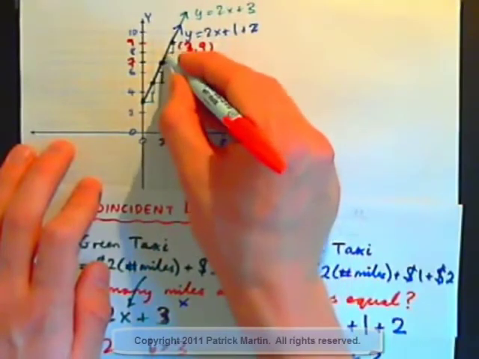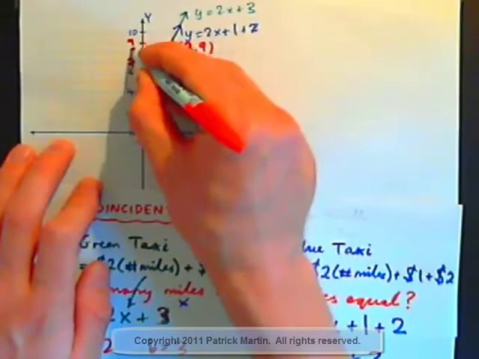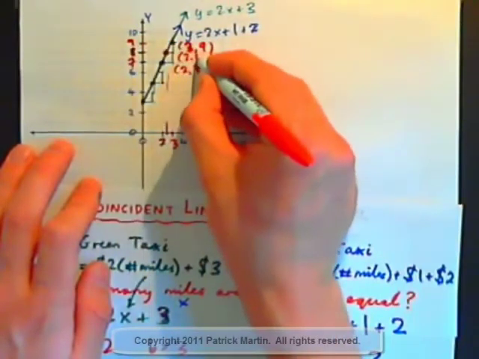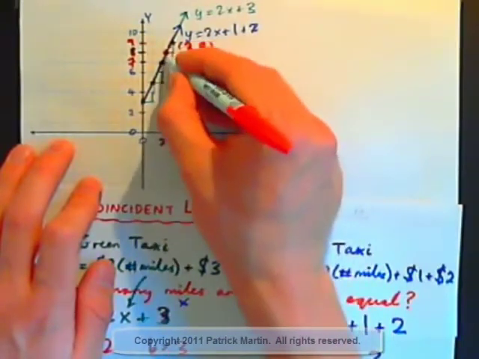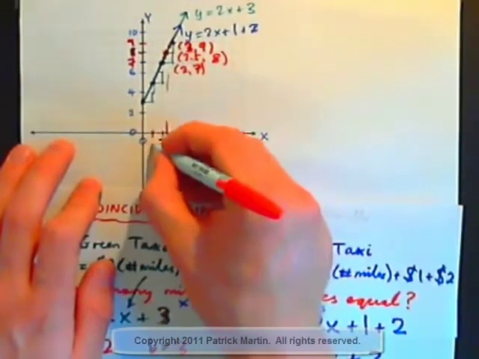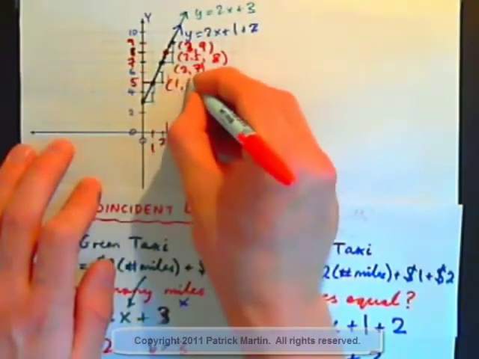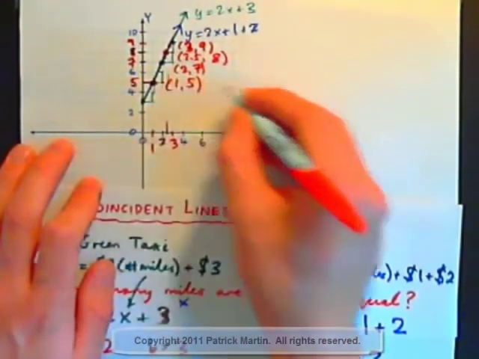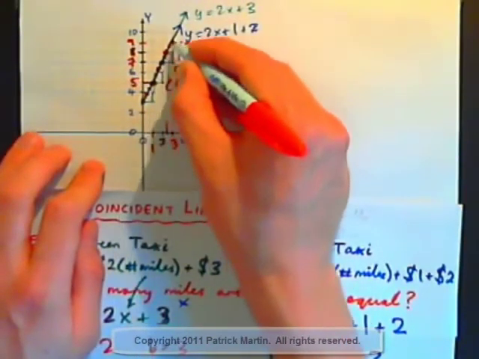What about 2.5 miles? They both cost $8. Okay, so 2.5 is another point of intersection. And what about all these points in between? What about if you go 1 mile? They both cost $5, right? So 1 is also a solution, another point of intersection. What about all these other points in between? What about all the fractions?